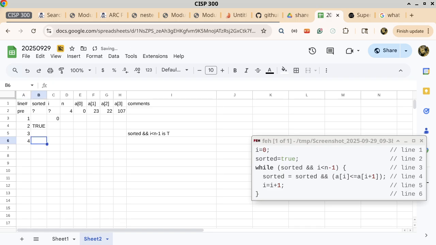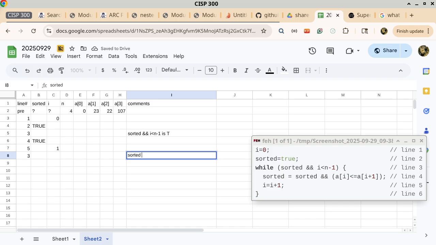Get to line 4. All right, so the first time we get to line 4, I is 0. So we are essentially just comparing a bracket 0 against a bracket 1. And we're comparing the values of 0 versus 23. 0 is less than or equal to 23. That is true. So once again, we have true and true. So that means we update sorted with the value of true. We get to line 5. I becomes 1.